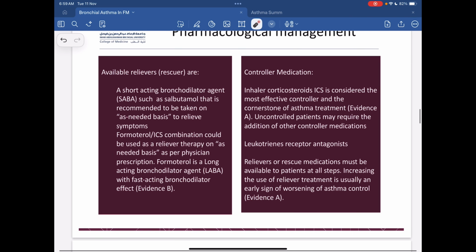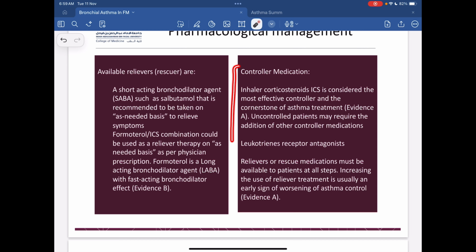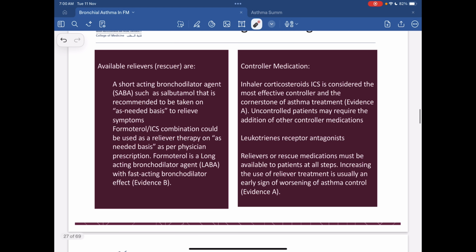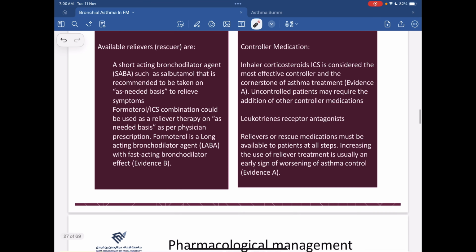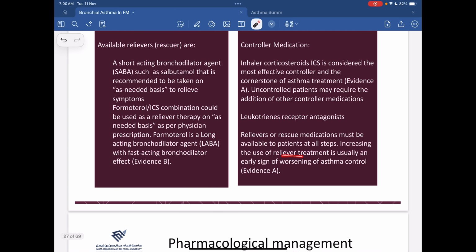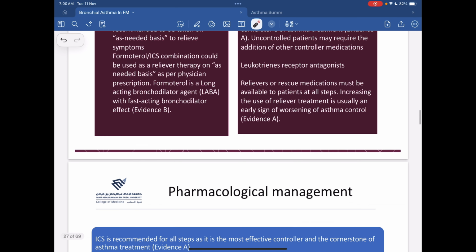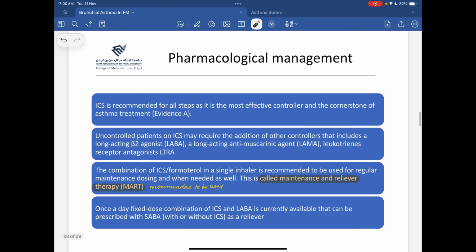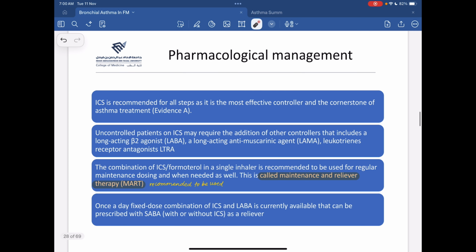أهم شيء إنه during use of control medication لازم يكون في reliever or rescue medication during all the steps دائما just in case. حتى لو كان هو well maintained وماشي زين لازم يكون عنده هذا. وزي ما قلنا قبل, increasing the use of reliever treatment is usually an early sign of worsening of asthma control. Okay.